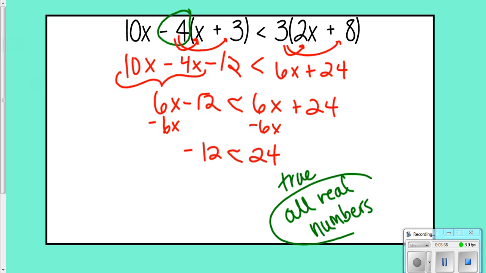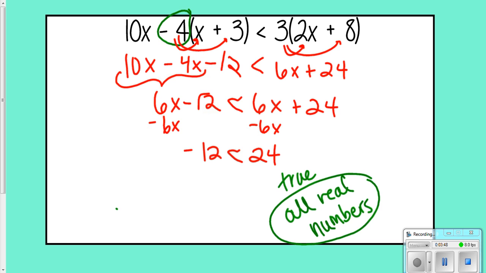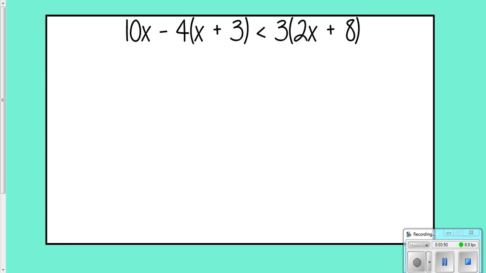Okay, now before I move on, I do want to talk about what this means. I didn't actually prep for this, so let me go ahead and clone this really fast. When I say all real numbers or all real solutions, let me jot that down. Our answer was all real numbers.